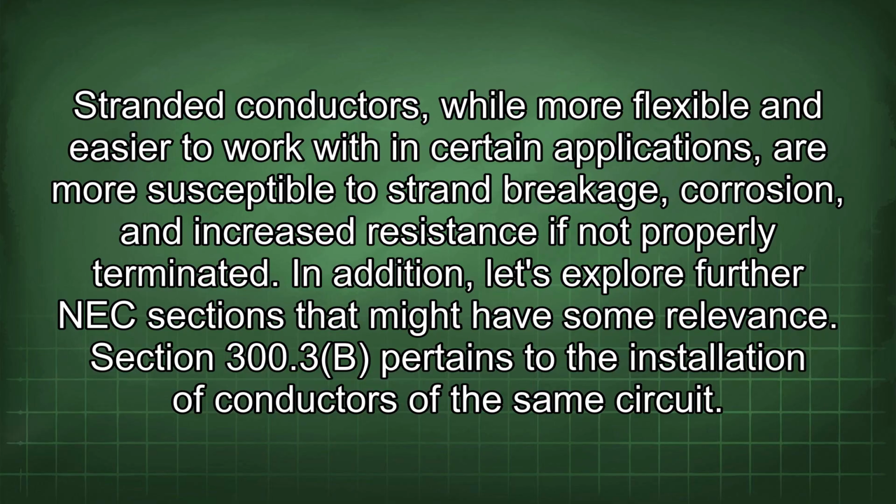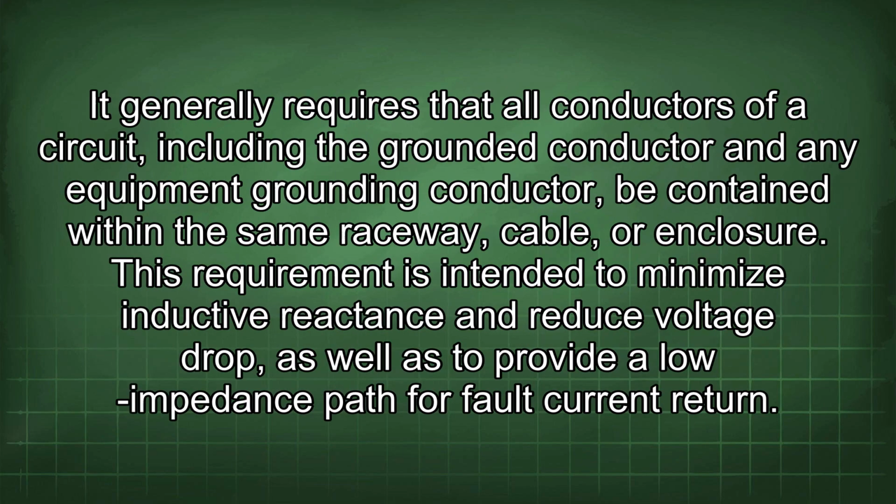In addition, let's explore further NEC sections that might have some relevance. Section 300.3(B) pertains to the installation of conductors of the same circuit. It generally requires that all conductors of a circuit, including the grounded conductor and any equipment grounding conductor, be contained within the same raceway, cable, or enclosure. This requirement is intended to minimize inductive reactance and reduce voltage drop, as well as to provide a low impedance path for fault current return.